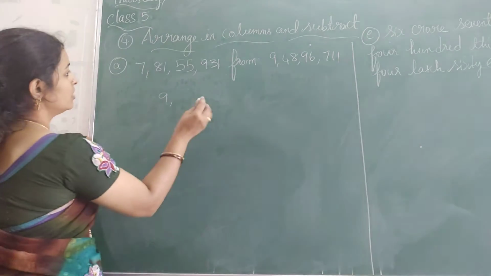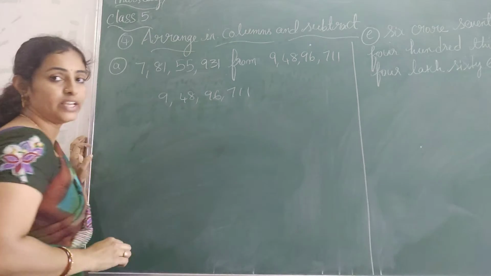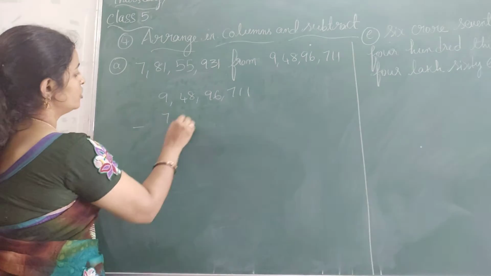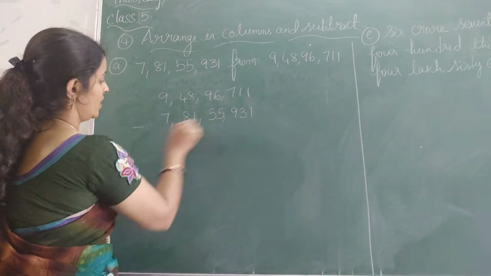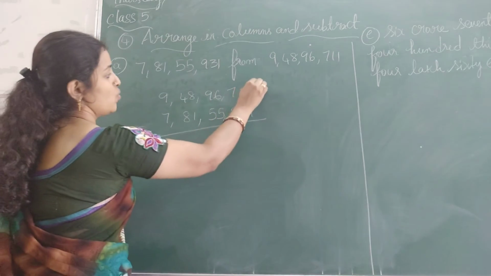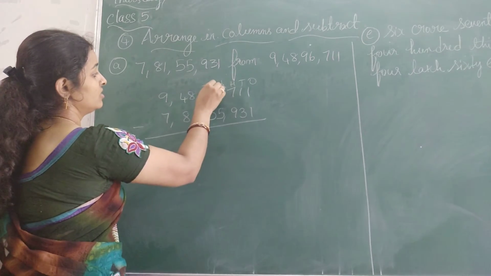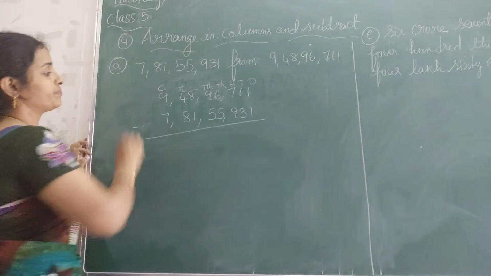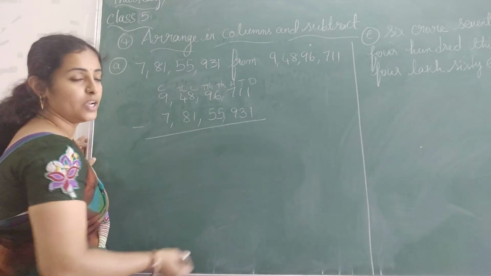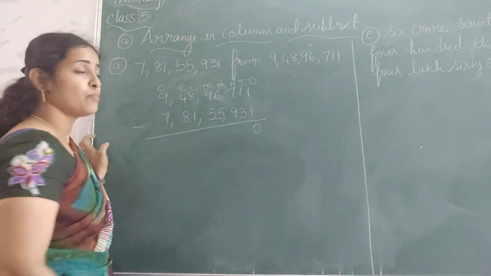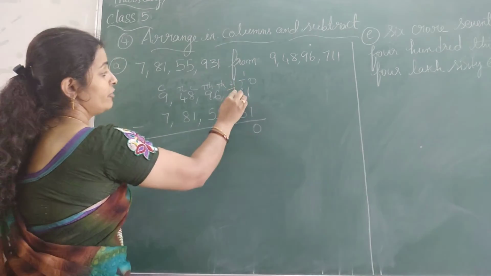That is 9,48,96,711 minus 7,81,55,931. Yes. Now, it is ones, tens, hundreds, thousands, ten thousands, lakhs, 10 lakhs, crore. Yes. Now, we'll start subtracting. It is 1 minus 1 is how much? 0. 1 minus 3 is possible? Not possible. So, what we need to do? We need to take a borrow from the hundreds place.